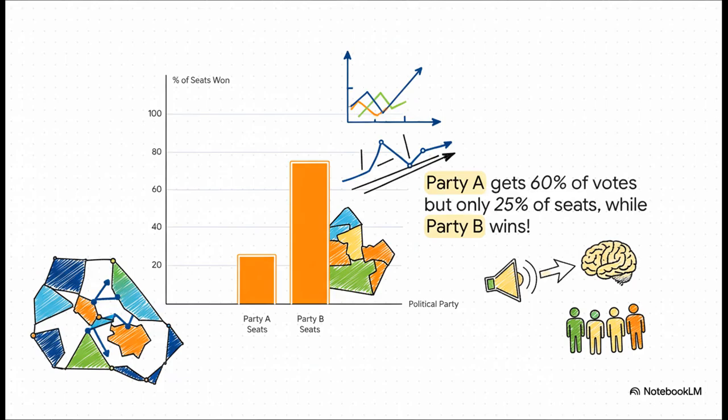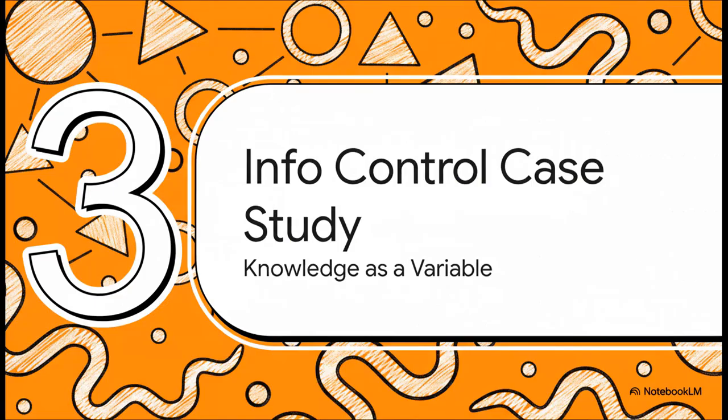Party A gets 60% of the vote. I mean, that's a landslide. They should be running the show. But because of those weirdly shaped districts, they only end up with 25% of the seats. Meanwhile, Party B, who lost the popular vote, gets 75% of the power. It's a perfect example of how you can win by losing, all thanks to some very clever and very undemocratic math.